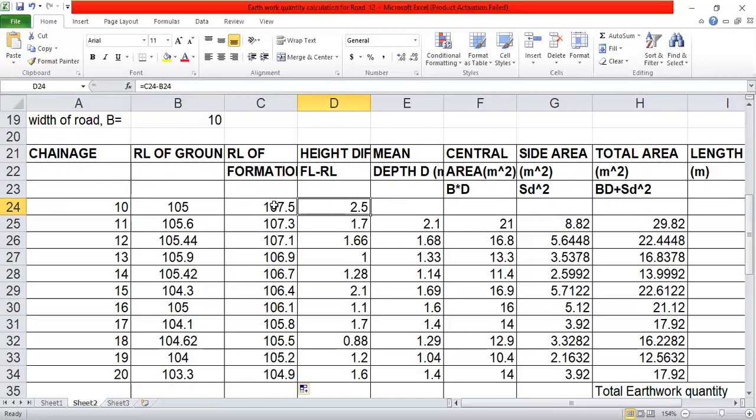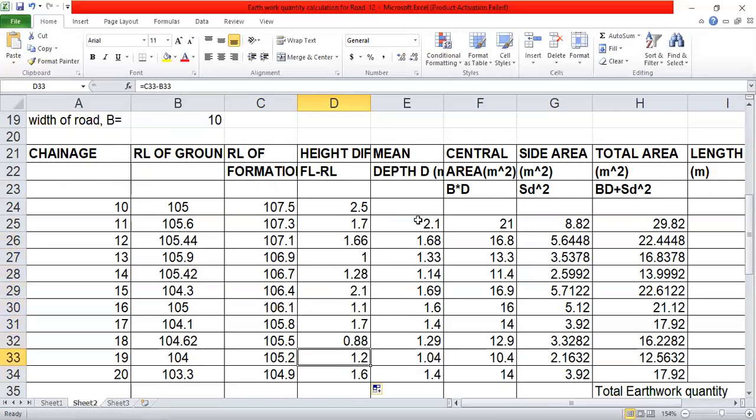Now here, double click on this one, that is RL of formation minus RL of the ground, which is positive, it means that it is in filling. For the next case also it will be done the same way. First you put the formula, and then bring the cursor towards the right bottommost corner, and the plus sign will appear. After the plus sign appears, you just drag it downwards. Now all the other height differences will be calculated in a similar way.